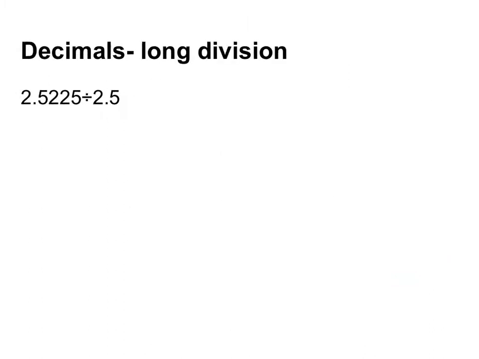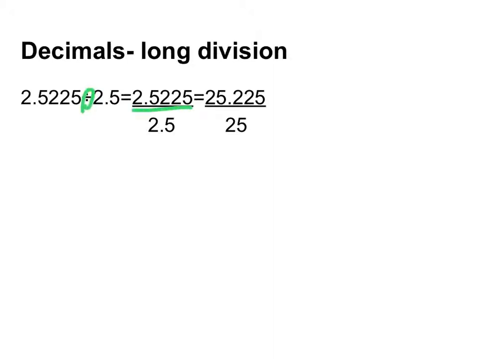Okay, decimal long division. Remember, you can't use long division if you're dividing by a number that's not a whole number. So what you have to do is find equivalent fractions to get the denominator, or the divisor, to be a whole number. What we did here, we rewrote the division as a great big fraction bar. Notice the numbers didn't change, I just rewrote it as a fraction.